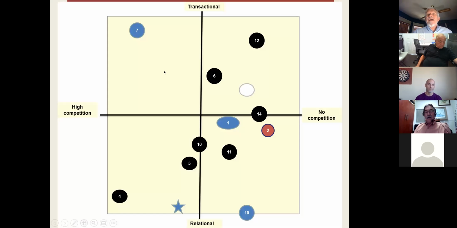Okay, you recall that we have a competitive landscape that looks something like this, where you've got no competition on one pole and high competition on the other pole. You have relationships with people, or transactions, I should say, at the bottom, and you have transactional at the top, which is somebody walks in and buys some gum. You have very little relationship with the person who bought the gum. They just wanted that particular brand. They were standing there at the counter and they picked it up and they walked out.